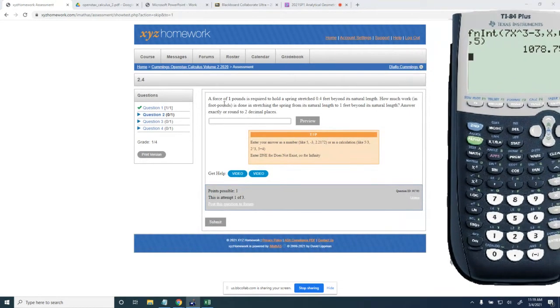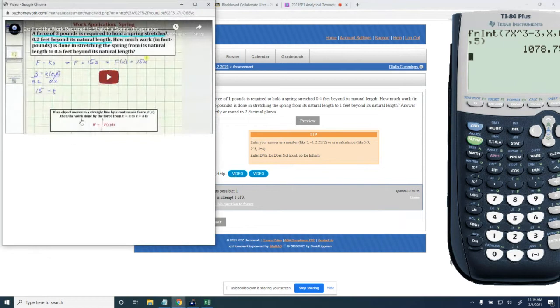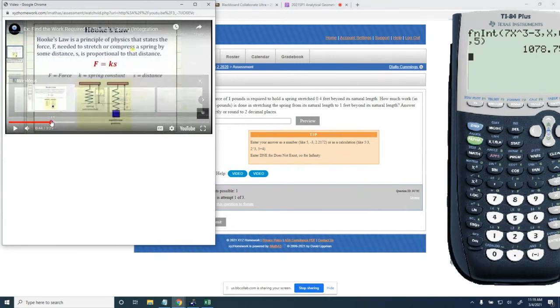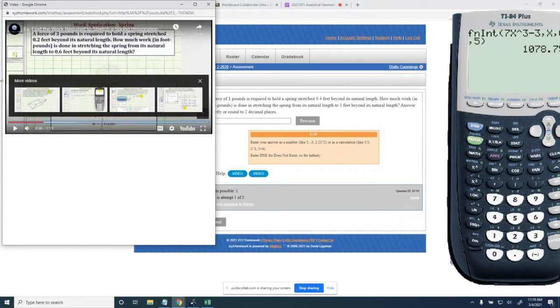We're given a force of 1 pound. So notice I am given a force, but I'm also talking about a spring. Before we go any further, we're going to look at what's called Hooke's law. And this is where the videos are pretty good in this particular section. So I'm going to bring up this video, and in the video, he describes Hooke's law. So we'll just take a look at that.